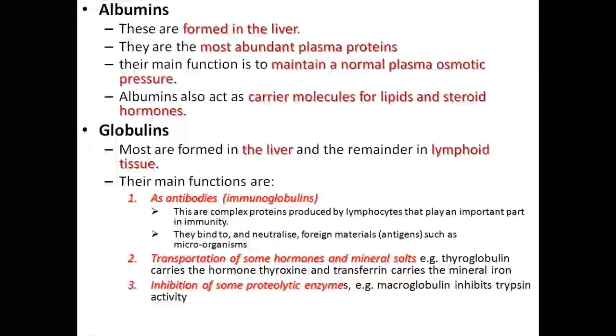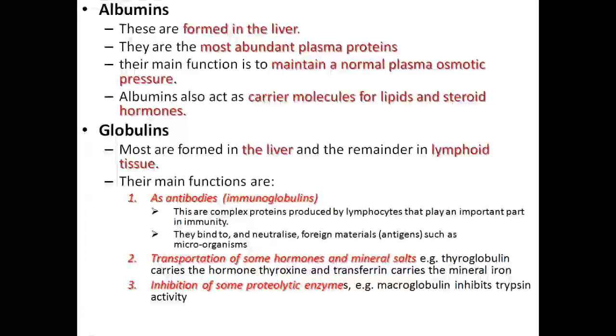So why are they many, or what is their function if they are found within the plasma? Their main function in the plasma is to attain the normal osmotic pressure. But albumins can also offer a carrier function, as they can be carrier molecules for lipids and steroid hormones. So other hormones which are transported through the blood are transported from one part to another through these carrier molecules, albumins, which act like a bus for these hormones to be transported from one part of the body to the other.